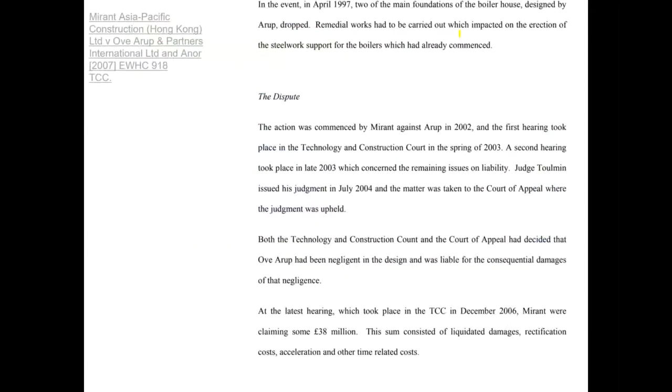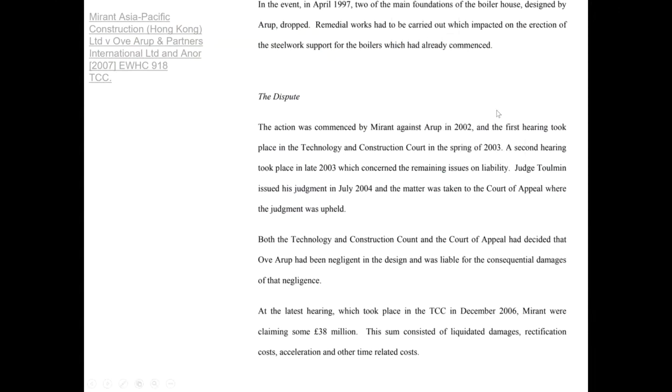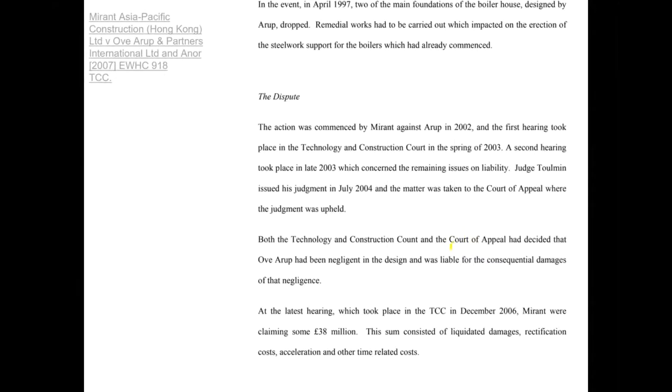So in this learning path, there are a few links to documents. Just by clicking on those documents, the first is the legal case between Arab and a Hong Kong-based company. You could see the dispute. The action was commenced by Meinhardt against Arab in 2002.